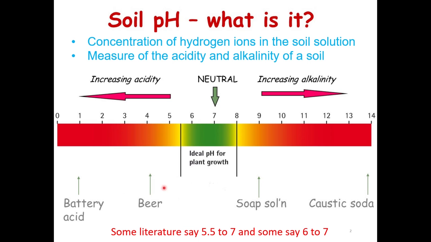Here are some examples. For example, beer would be less acidic as compared to battery acid. Same way, soap solution would be less alkaline as compared to caustic soda.